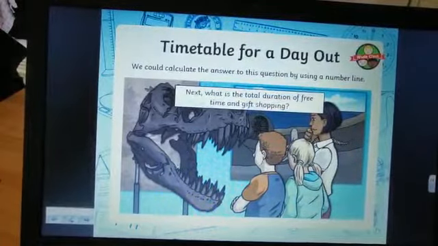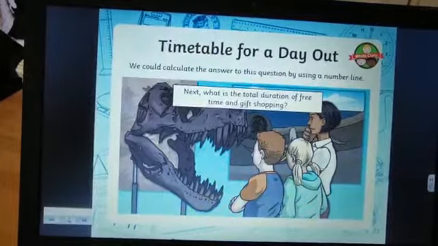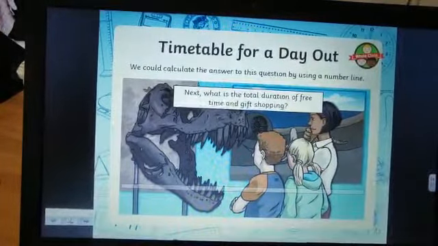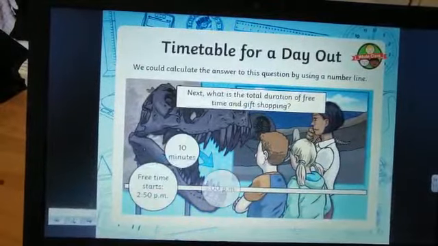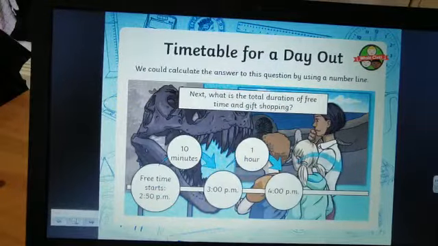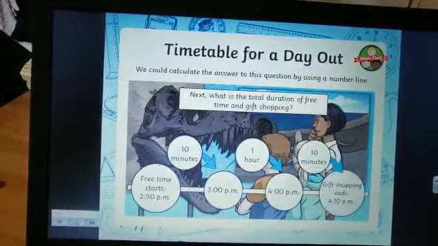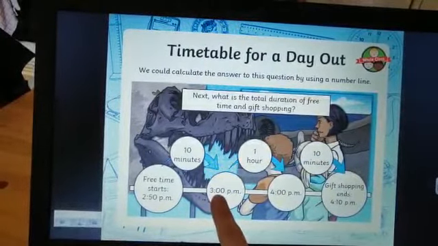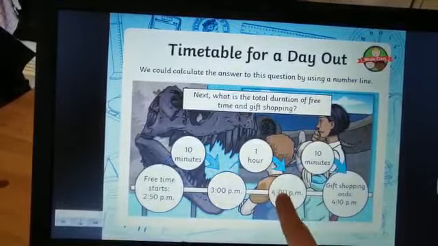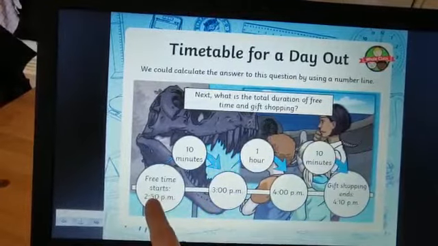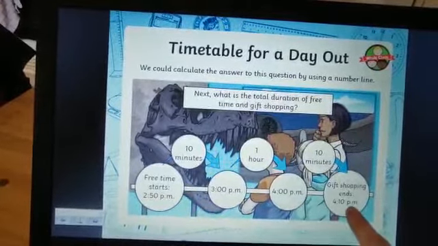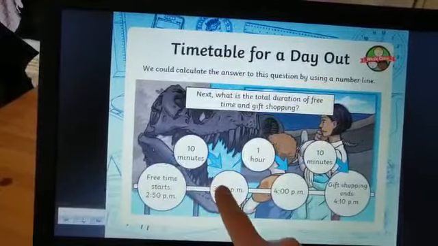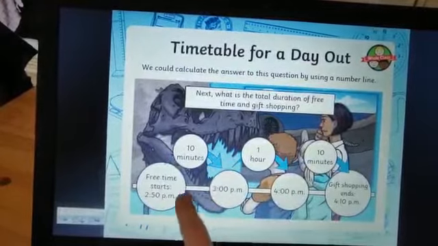And now we need to do the same for the next two activities. How long do each of them last? Add them together using our number line. So free time starts at 2:50 and we've taken it up to the next hour, which is 3 p.m. Then we've added another hour to 4 p.m. because free time starts at 2:50, gift shop ends at 4:10. So again, we're making jumps using the hours to make it easier.